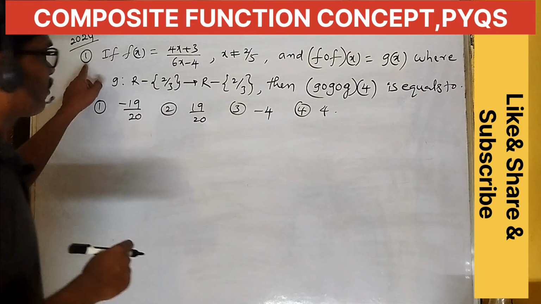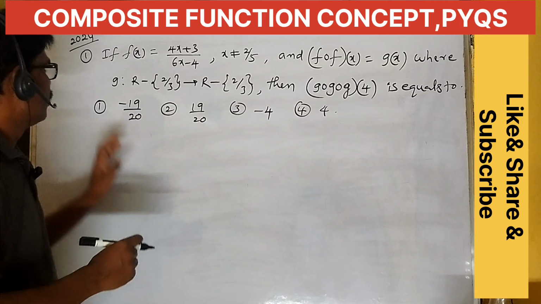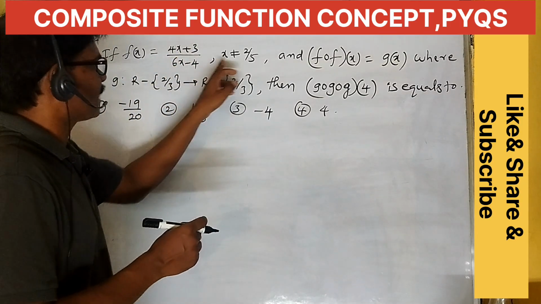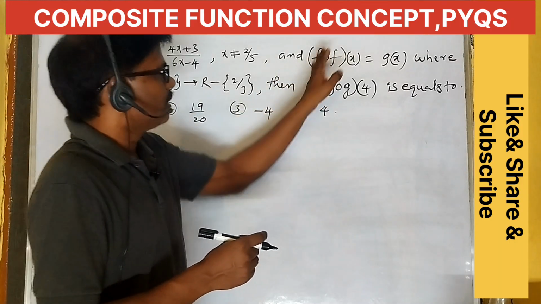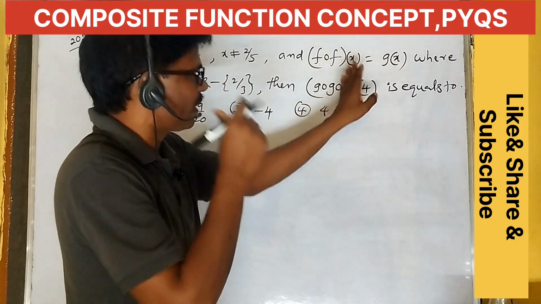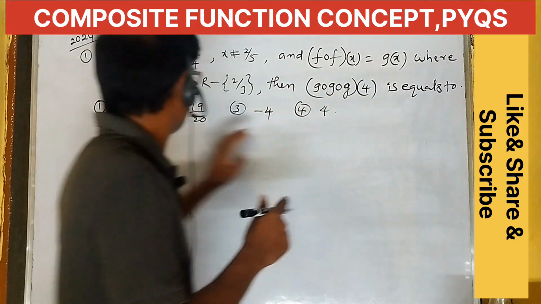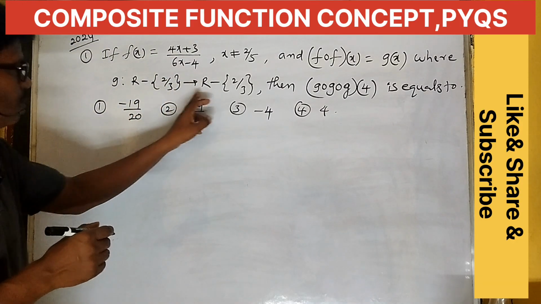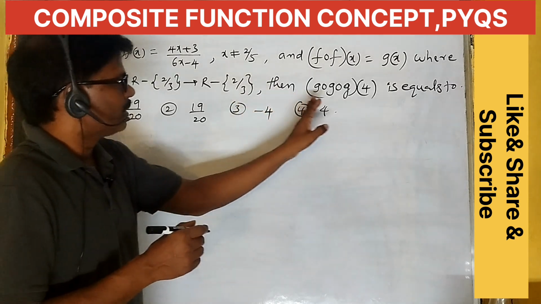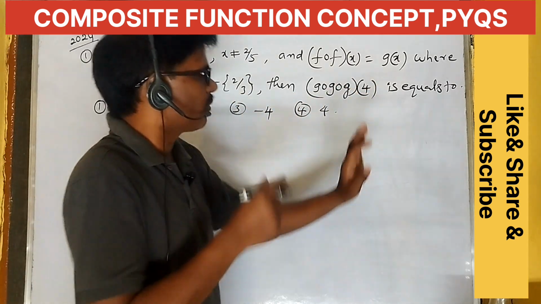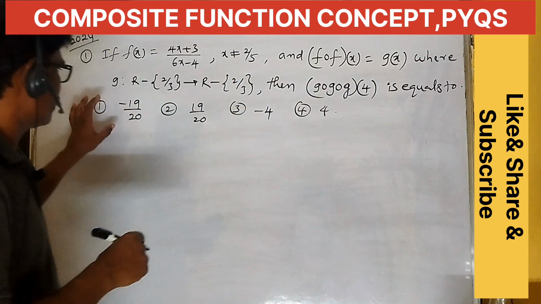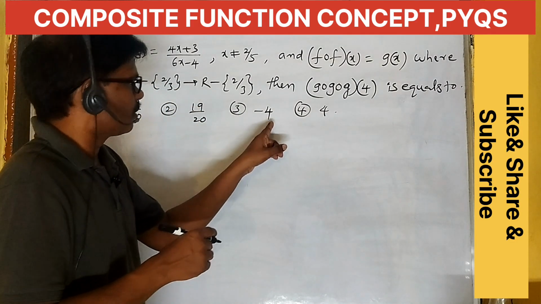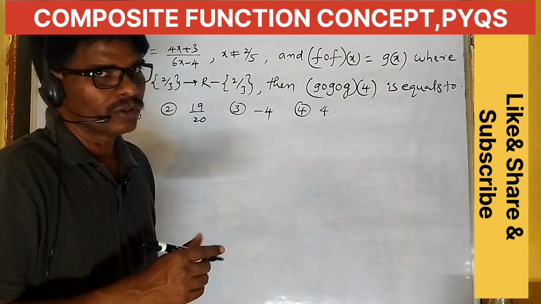Okay, this is question number 1, a 2024 PYQ. If f of x is equal to (4x plus 3) by (6x minus 4), x not equal to 2 by 3, and f of f of x is equal to g of x, where g maps R minus {2 by 3} to R minus {2 by 3}, then what is g of 4? The first option is minus 19 by 20, the second option is 19 by 20, the third option is minus 4, and the fourth option is 4.